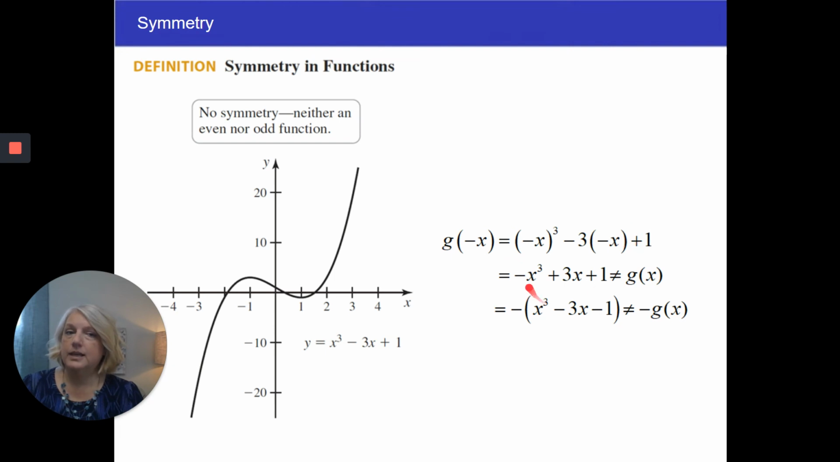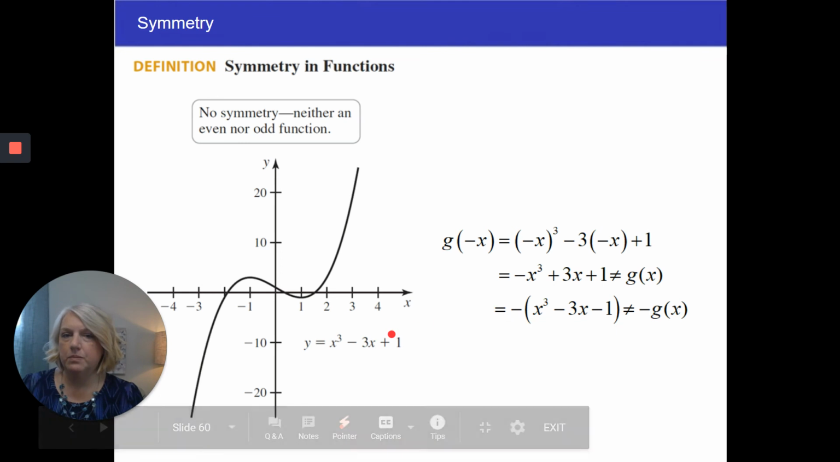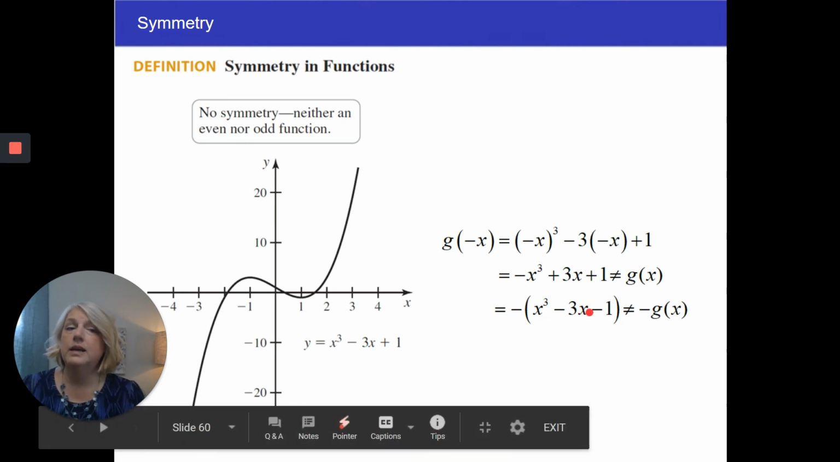So to show algebraically that we don't have symmetry in a function, we plug our negative x in over here, I simplify it, and I go, well, that's not the same as g of x, so it's not an even function. Then when I factored out that negative, I compared it again, and you'll see that because of the plus here and the minus there, it's not the opposite of the original function, so it's not equal to the opposite of g of x either, which basically means it's neither. So we would conclude it has no special symmetry.